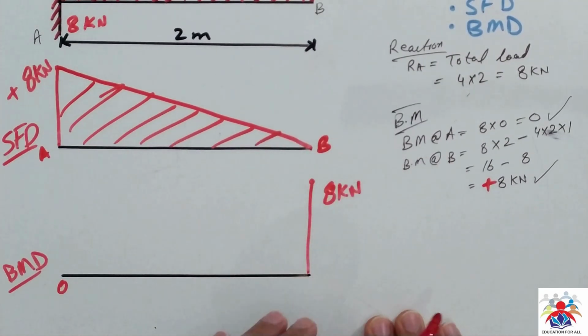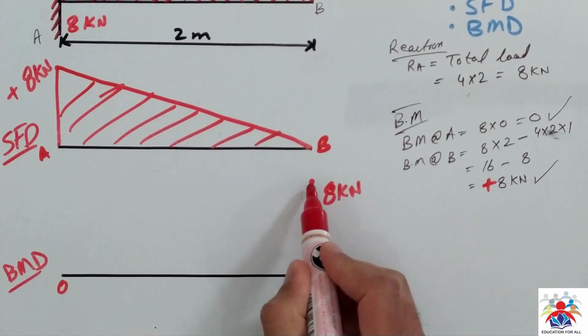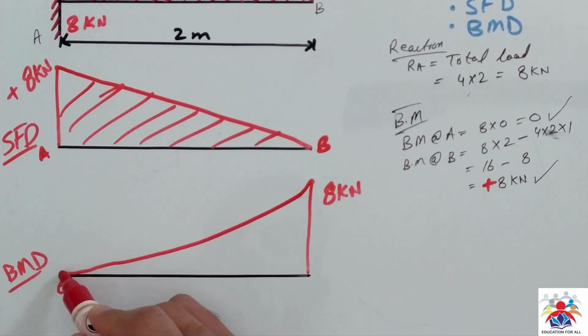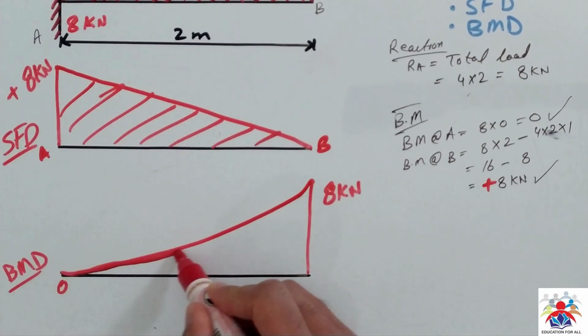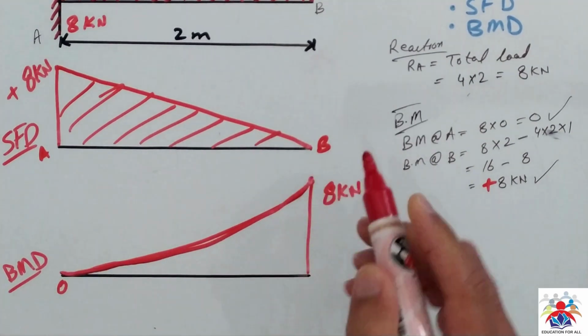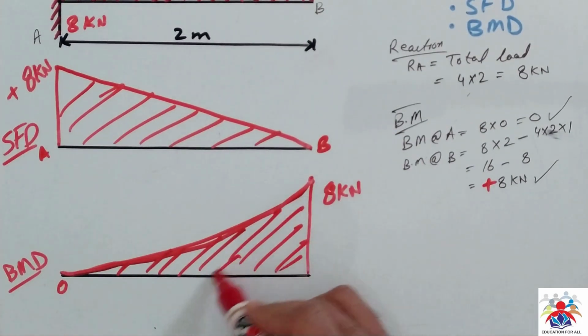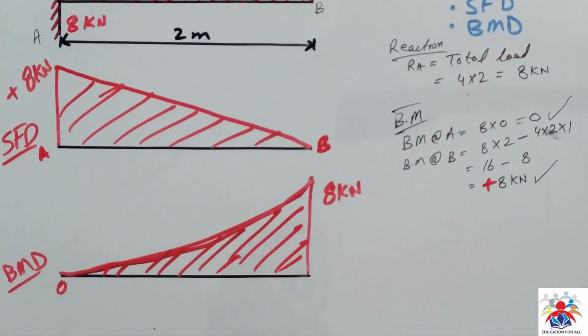To draw a bending moment diagram, we will use a parabolic line. So the parabolic line will be something like this. It's not a diagonal line, it's a parabolic line. So that's how we can draw our bending moment diagram for this cantilever beam.